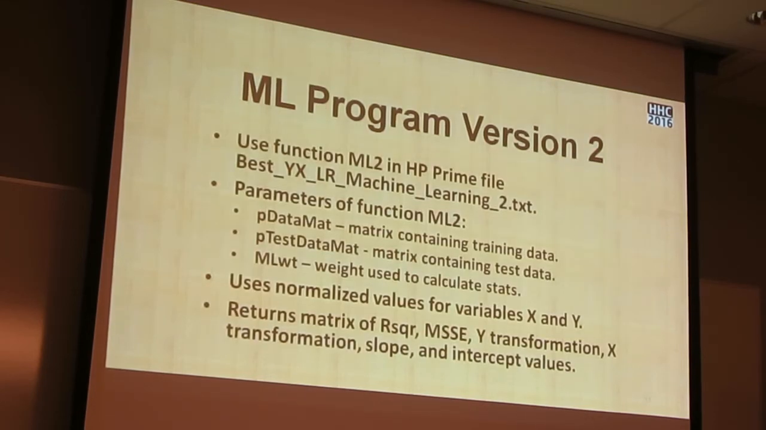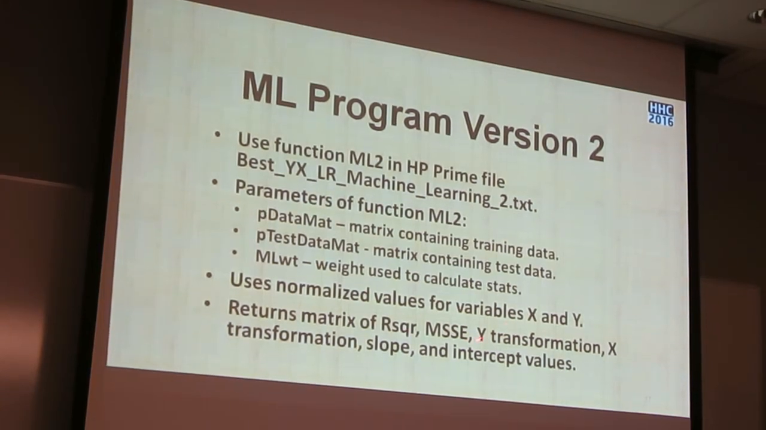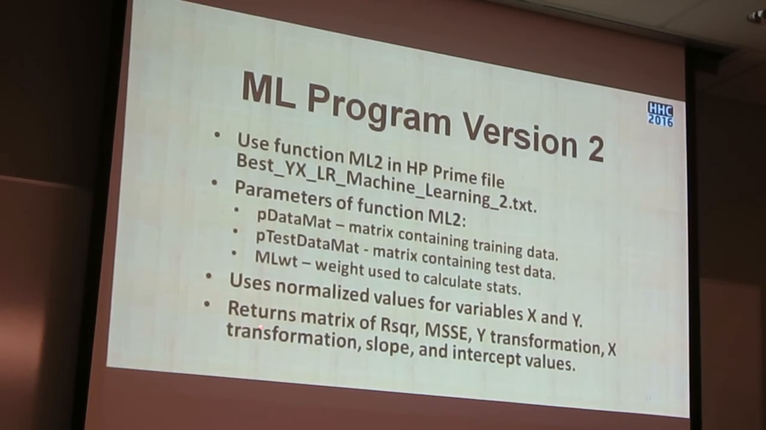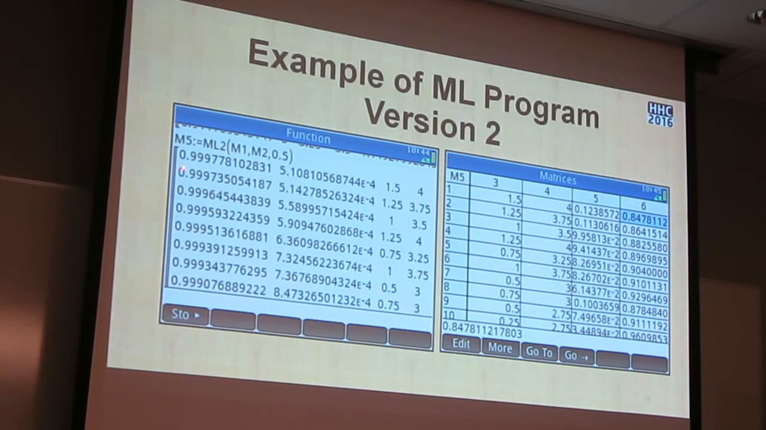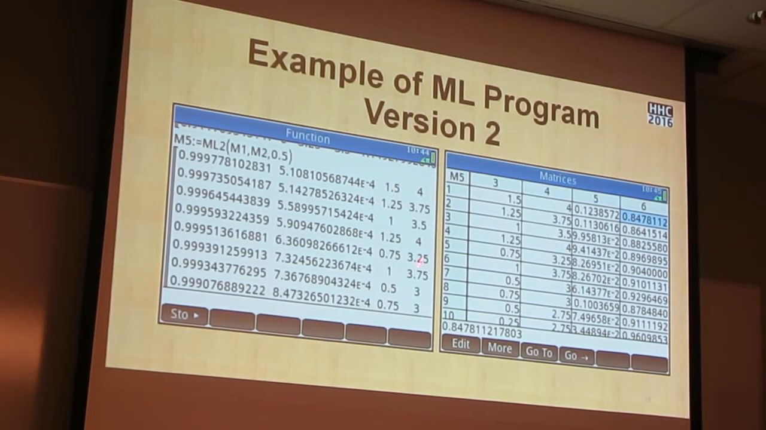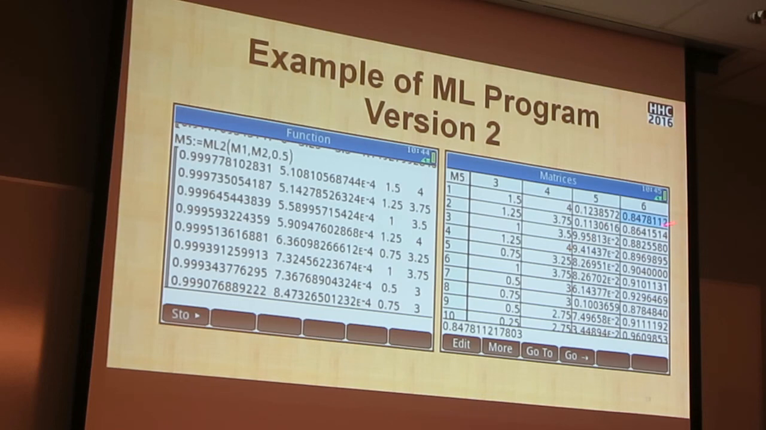ML2 is a similar function located in this file, and it has the same parameters. The only difference is it normalizes the values for X and Y, and gives you a matrix with very similar results. And again, here I'm calling ML2 with similar arguments, storing the results in M5. And again, these are the results: the R square column, MSSE, the transformation for Y, for X, and then the regression results, the slope and the intercept.